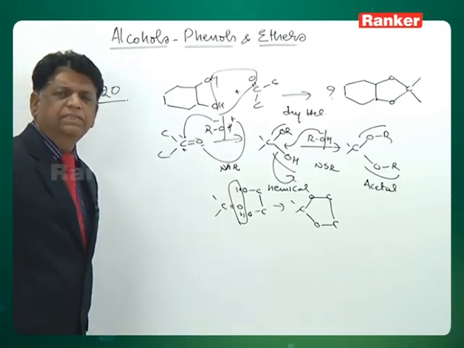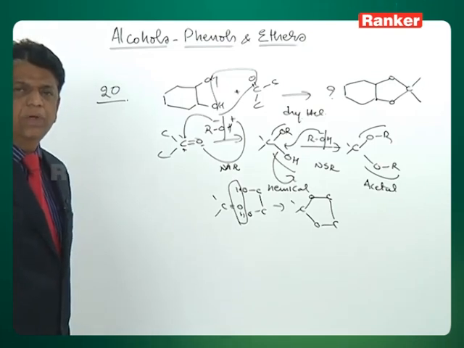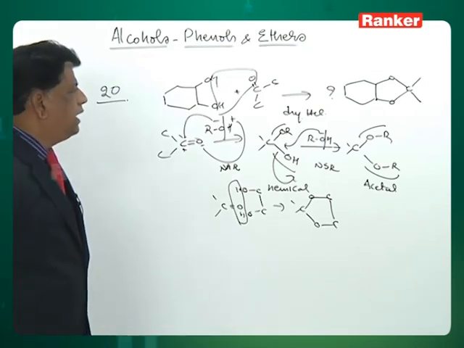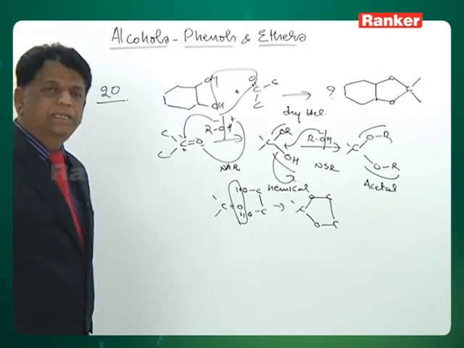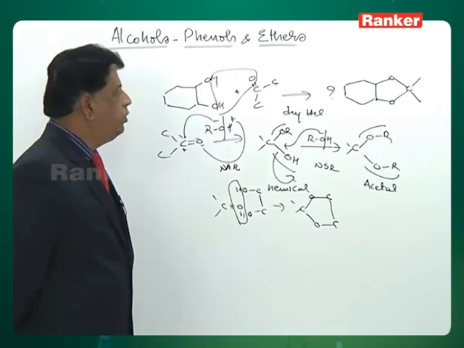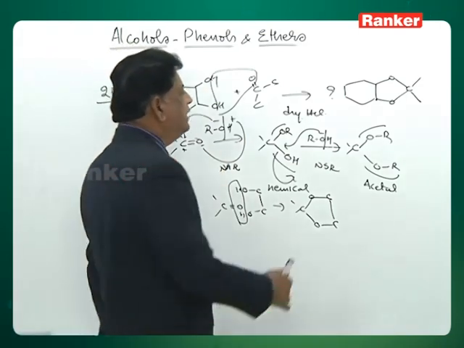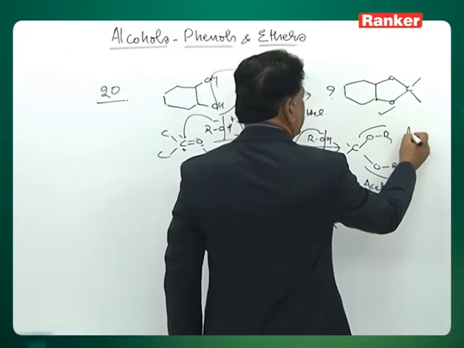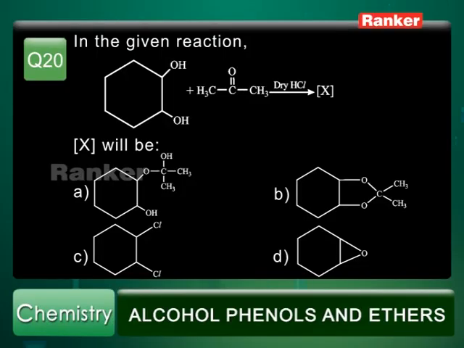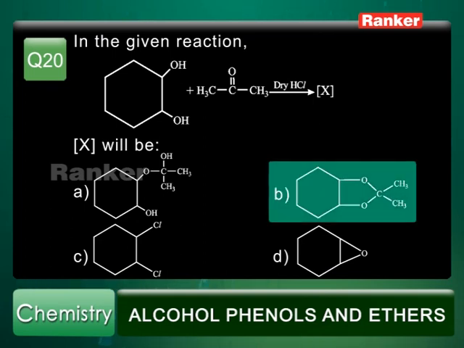Ethers are very much stable towards dilute bases and strong bases, except dilute acids. Even mild oxidizing agents are not going to oxidize them. Therefore, this is quite a stable answer. So the answer goes to the ring fused one, that is B. B is the right answer.